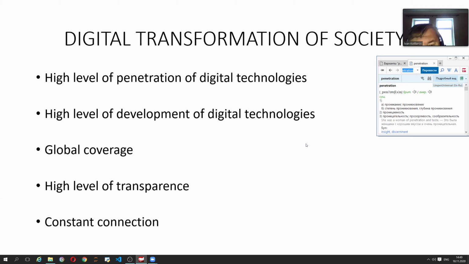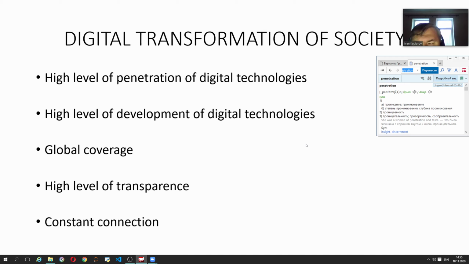Global coverage. Well, why shouldn't we mix the high level of penetration of digital technologies with global coverage? Ladies and gentlemen, as you obviously understand, we can reach a very high level of the penetration of digital technologies in a given location. But we may well organize the separation of this location from the world. In this case, we enjoy these digital technologies in our place where we live, but we have no access to the external information, to external contacts, etc.